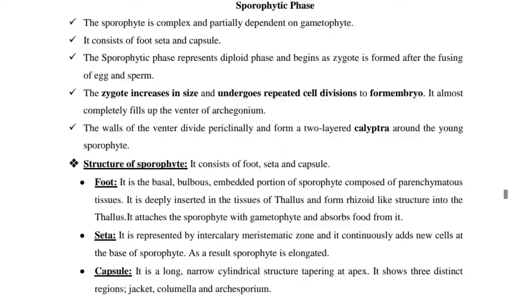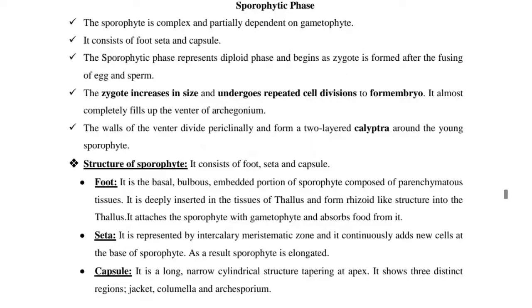Structure of sporophyte. It consists of foot, seta and capsule. Foot: it is the basal, bulbous, embedded portion of the sporophyte composed of parenchymatous tissues. It is deeply inserted in the tissues of the thallus and forms rhizoid-like structures in the thallus. It attaches the sporophyte to the gametophyte and absorbs food from it. Seta: it is represented by an intercalary meristematic zone, and it continuously adds new cells at the base of the sporophyte. As a result, the sporophyte is elongated.